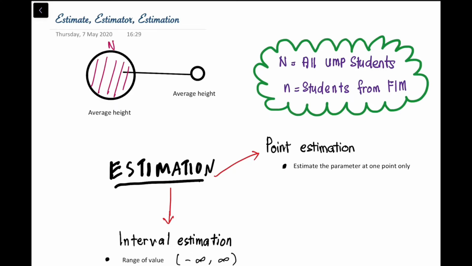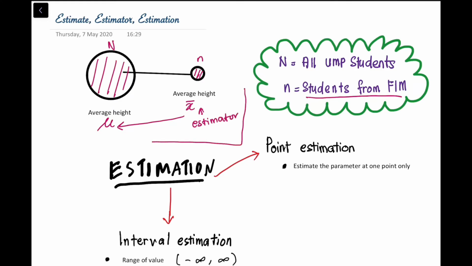So what I do is I take a sample, which is students from FIM. I calculate the sample mean height of students from FIM, denoted by x bar. I want to estimate the population mean height of all UMP students, so I want to estimate this mu. I will use this x bar to estimate this mu. So this x bar, we call it the estimator. How about the entire process here? This entire process, we call it estimation.